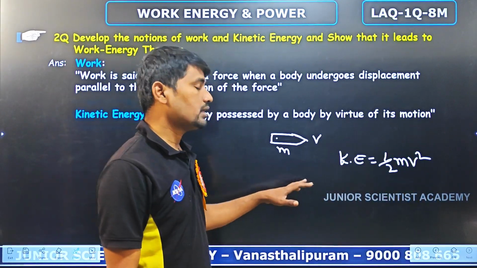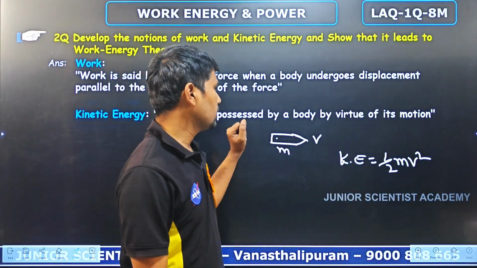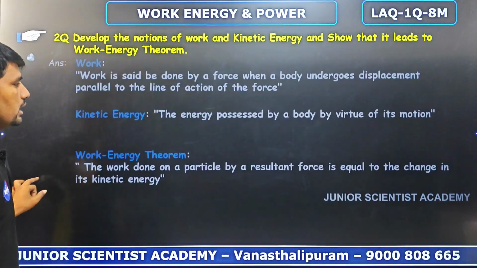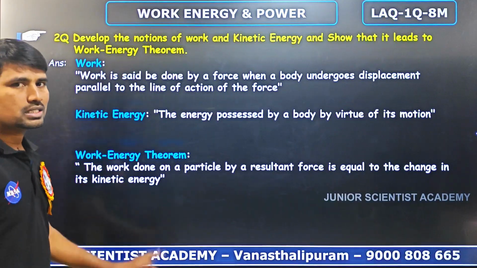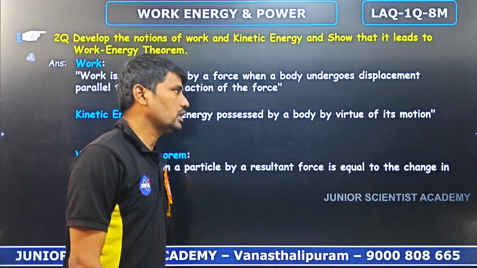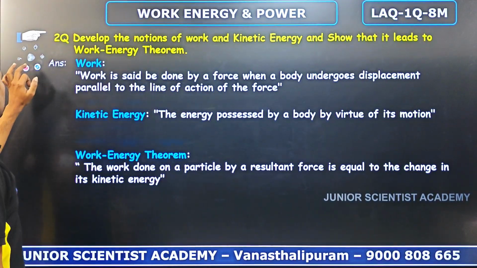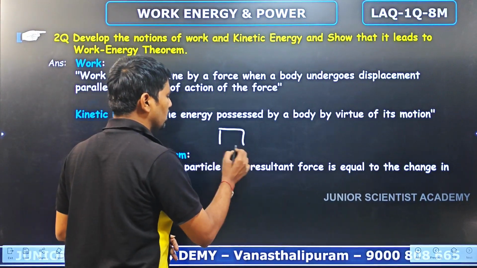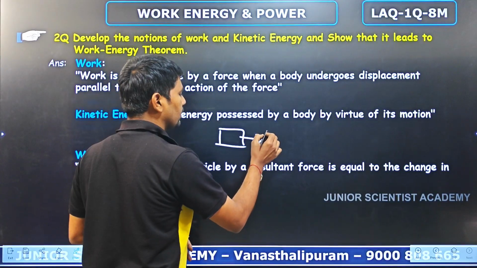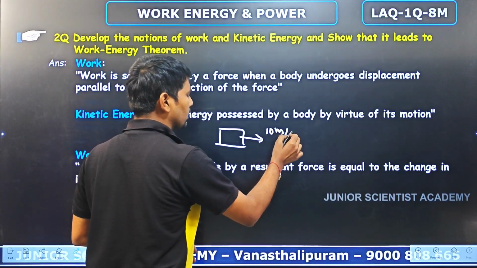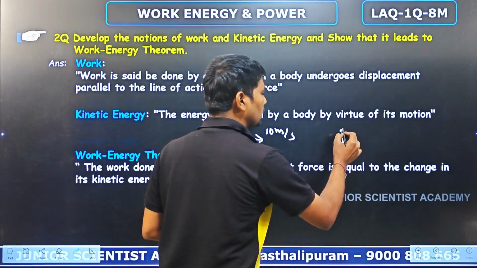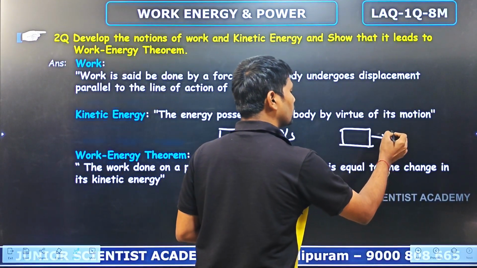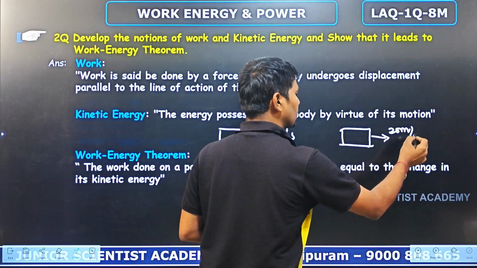I am explaining this to understand the definitions in an easy way. So we discussed work and kinetic energy. Next one, the work energy theorem. What is the meaning of the work energy theorem? Before the statement, let me explain. There is a body with velocity, for example 10 meter per second. Then after some time, by applying a force, the velocity increased to 20 meter per second.